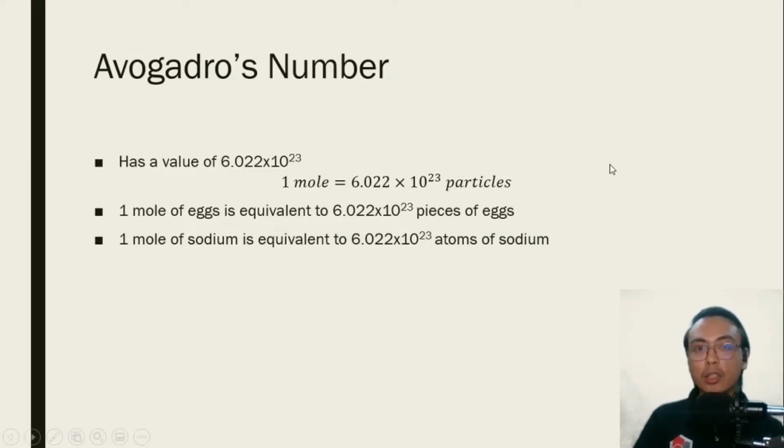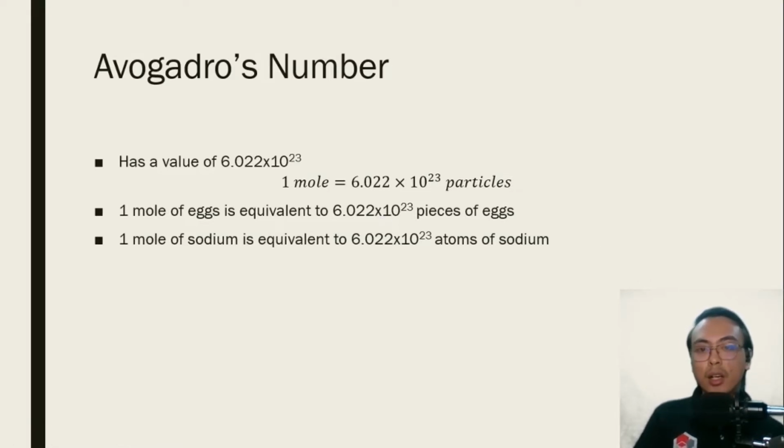This is tied to the concept of the mole because 1 mole of something means that you have Avogadro's number amounts of particles. So let's say, for example, if you have 1 mole of eggs, that means that you have 6.022 times 10 raised to 23 pieces of eggs. And that's a very, very big number. That is 6022 followed by 20 zeros.